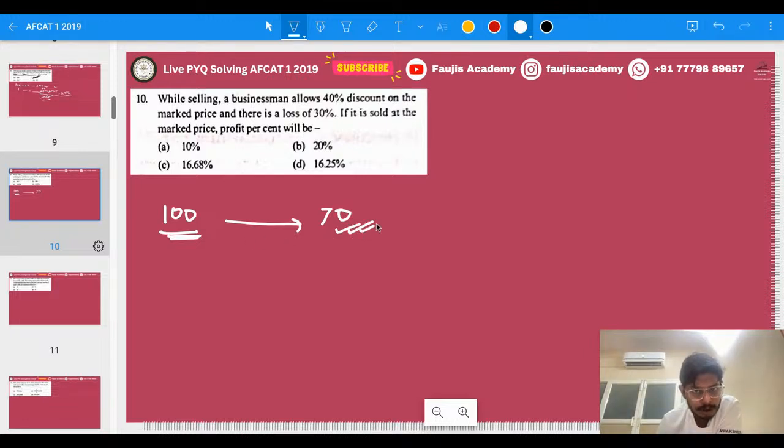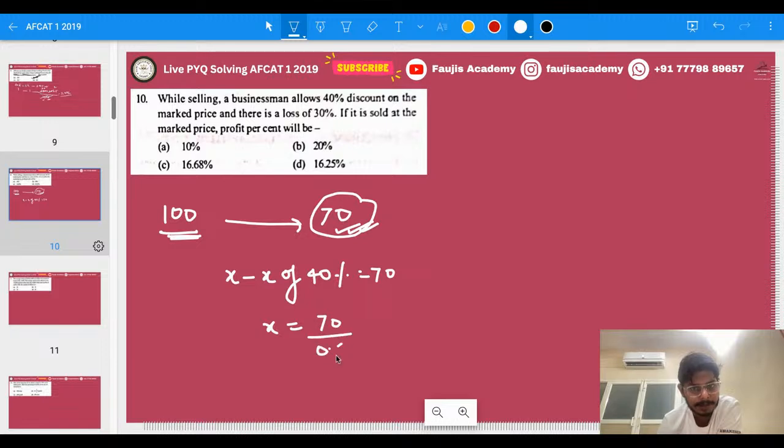When he sold for 70 rupees, this money was after a discount of 40%. So x minus x of 40%, where x is the marked price, is equal to 70. That means marked price x is equal to 70 divided by 0.6. If you solve for this, you will get how much? Okay, you will get 116.68 if you solve for this, right? So this is your marked price.